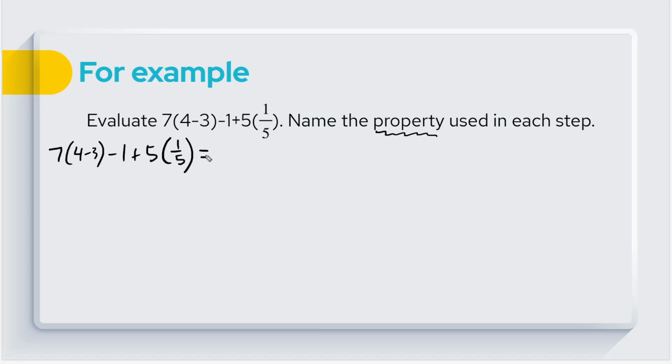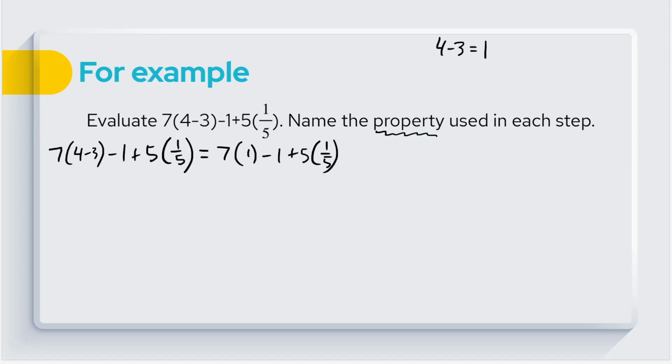Okay, so this is going to equal what? Well, the first thing we do is the inside of the parentheses, right? 4 minus 3. And 4 minus 3, I'm just going to write this up here just to make it perfectly clear, equals 1, right? So we can substitute 1 into this expression, which would mean we would put 1 right here. Minus 1 plus 5 times 1 over 5.